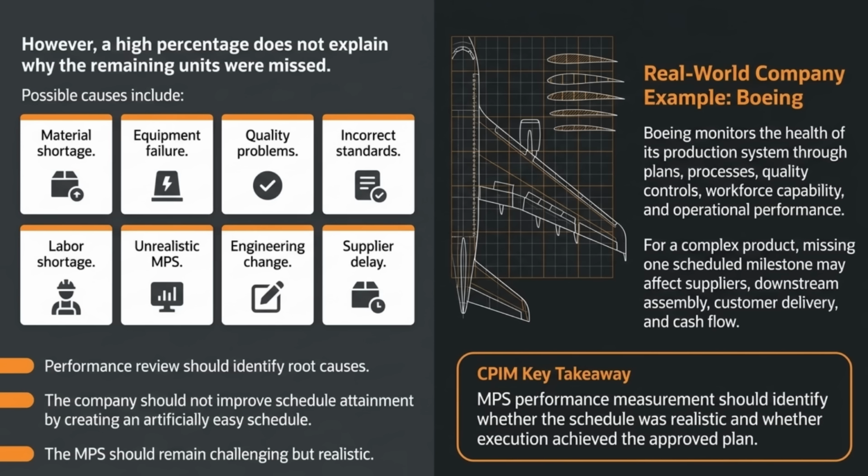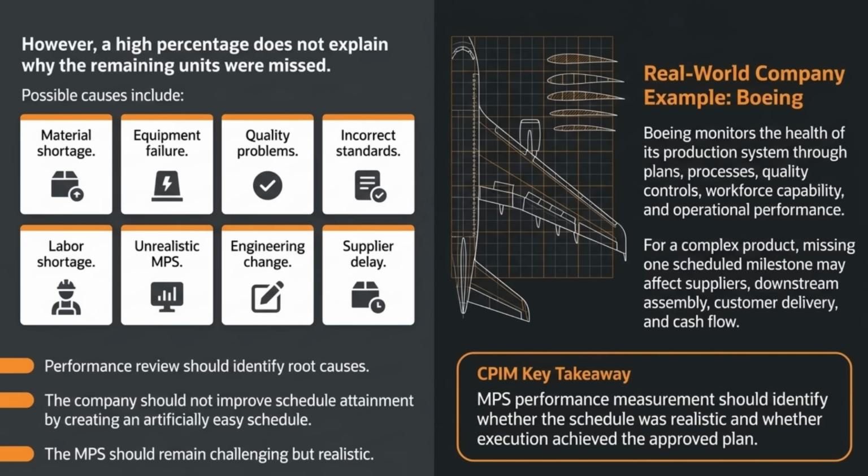Real-world company example: Boeing. Boeing monitors the health of its production system through plans, processes, quality controls, workforce capability, and operational performance. For a complex product, missing one scheduled milestone may affect suppliers, downstream assembly, customer delivery, and cash flow. CPIM key takeaway. The MPS performance measurement should identify whether the schedule was realistic and whether execution achieved the approved plan.